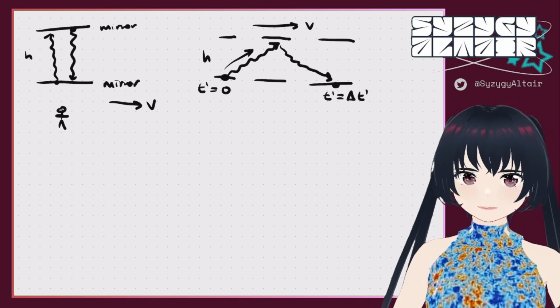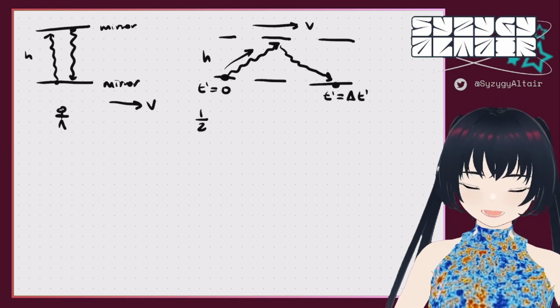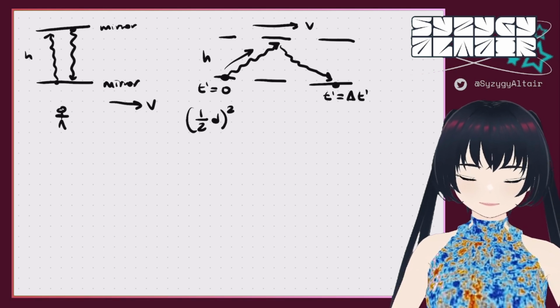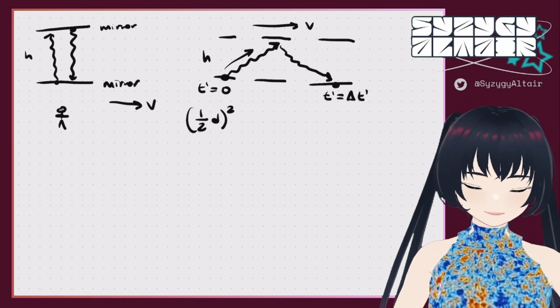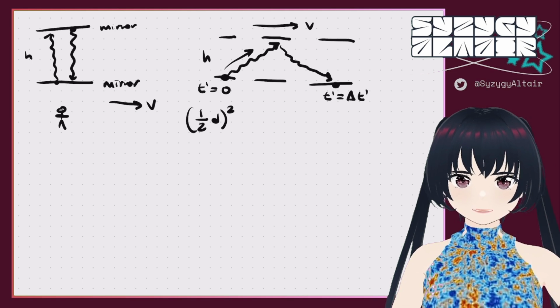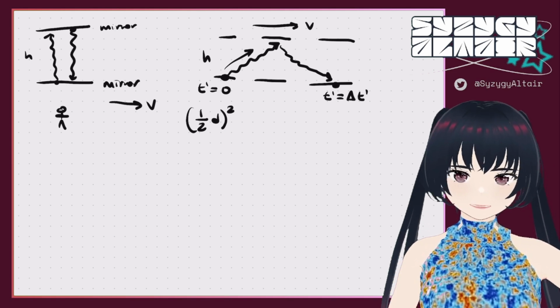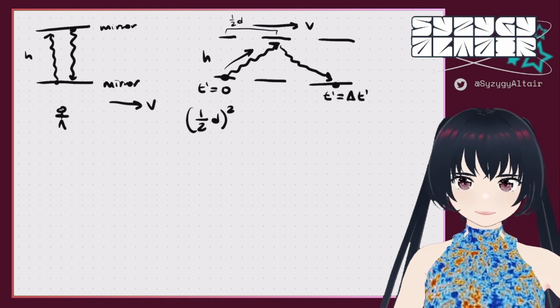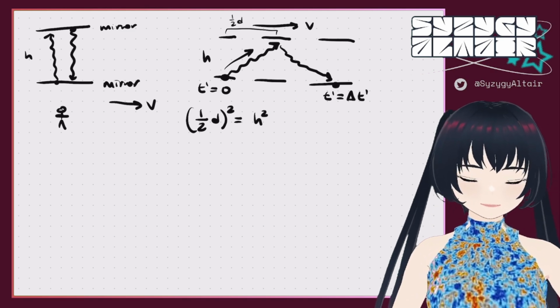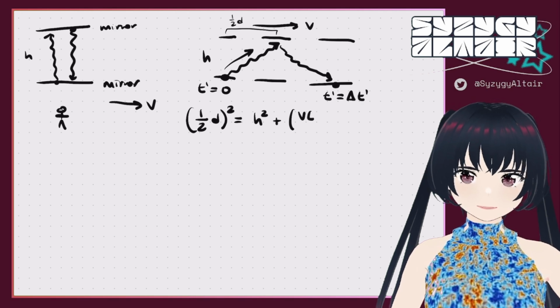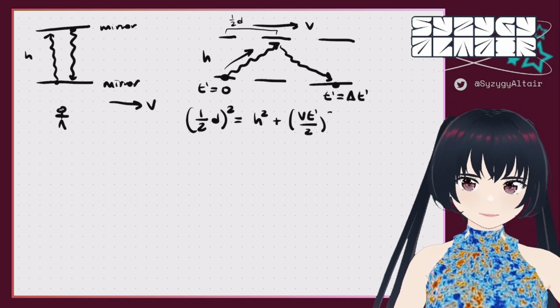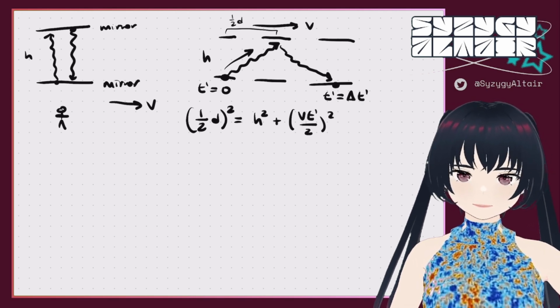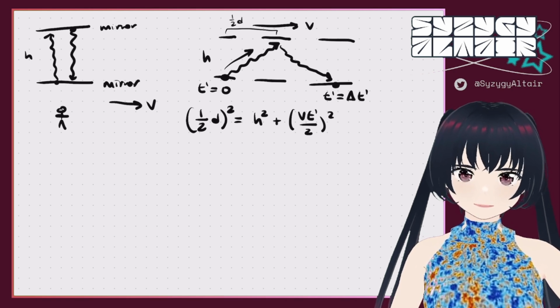More specifically, we can use Pythagoras' theorem to calculate the extra distance that we've traveled. We can calculate the distance half d, which is half of the total distance traveled when the light hits the top mirror from the bottom mirror. We can do half d squared is equal to h squared plus (v times t prime divided by 2) squared, since half of the time has elapsed in the clock's frame.